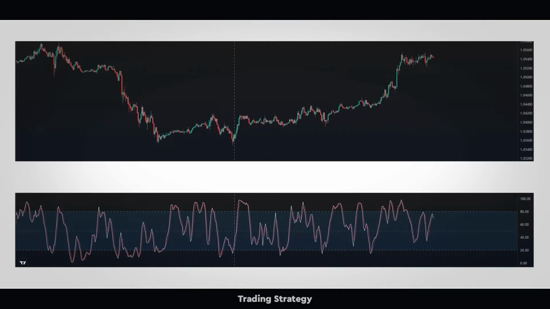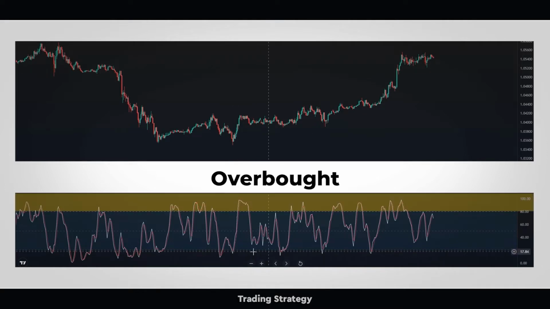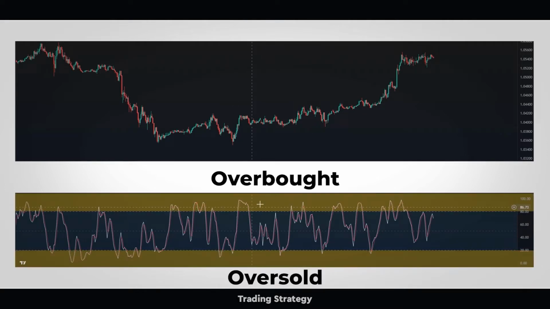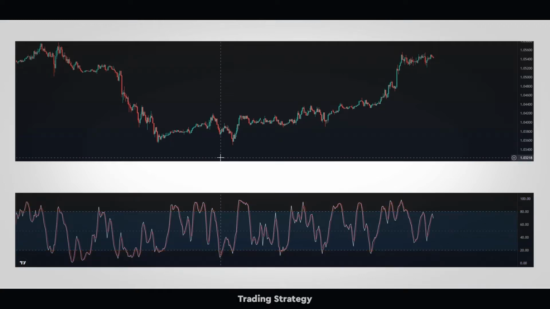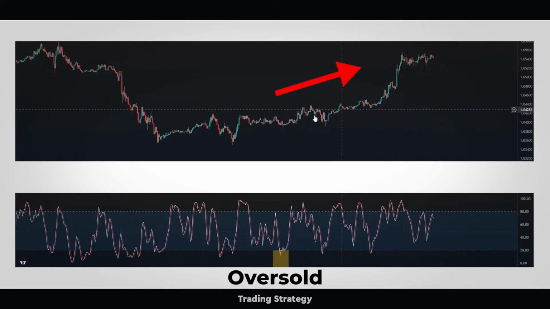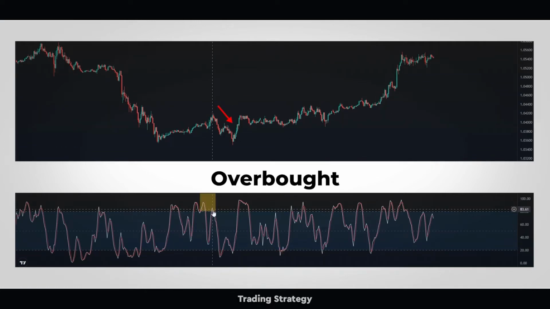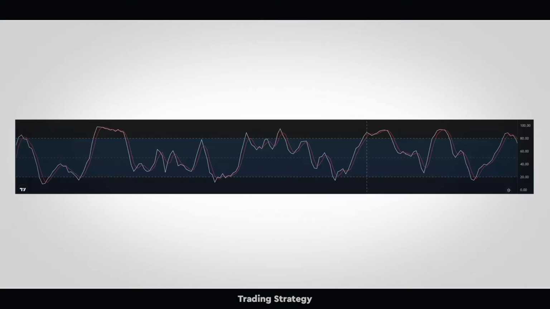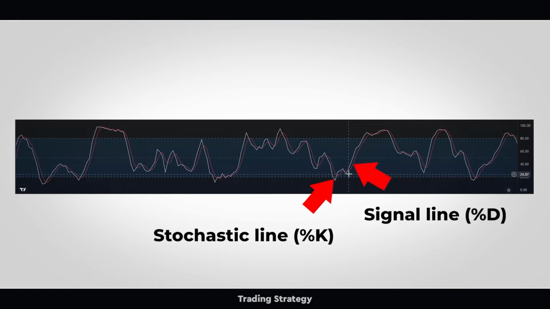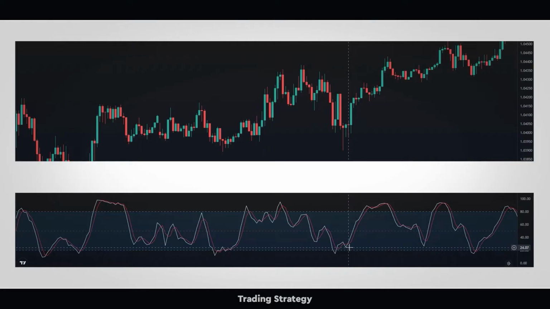A stochastic is an oscillator, whose main use is to know the levels of overbought and oversold. The overbought level is measured from the value of 80 to 100, and the oversold level from 0 to 20. We can see how the price rises when the stochastic was in the oversold zone, and how the price fell when the stochastic was in the overbought zone. The stochastic also has two lines, the stochastic line and the signal line. The crossing of these lines could tell us whether to buy or sell.